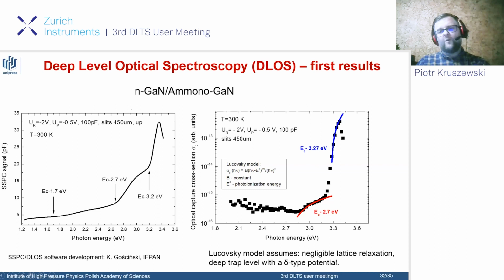In this case, we use only the Lucovsky model, which is the simplest possible case where there is no lattice relaxation in the material, and the deep trap level has a delta type potential. And you see that there is quite good agreement with the data, but more sophisticated models should be used in this case to describe these results better. And we are working on this.